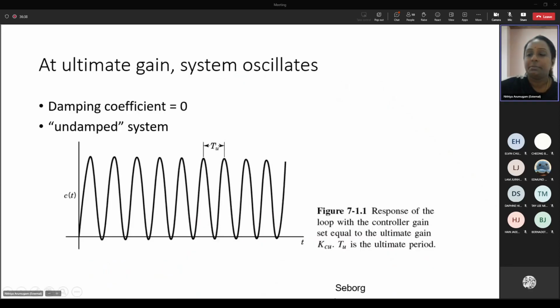Now, at the ultimate gain, KU, basically the system oscillates, and here the damping coefficient will be 0. You remember the damping coefficient will be equal to 0, and we call that an undamped system. So what is an undamped system? Any undamped system will vibrate continuously without any additional applied forces, no additional forces.